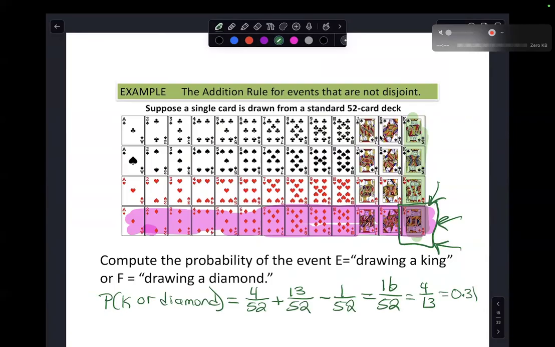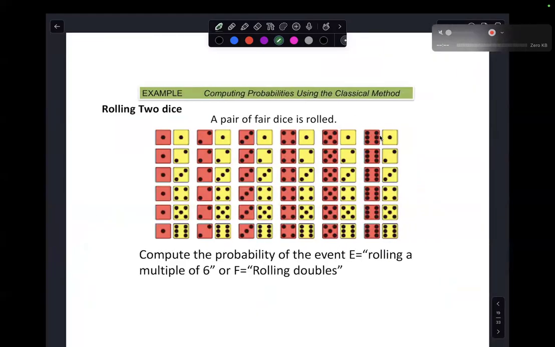The next question is the one that's different on your PowerPoint. So we rolled a pair of fair dice. We want to know the probability of rolling a multiple of 6 or rolling doubles. I am going to circle them for you and then you can calculate it. Multiples of 6: we have 6 and we have this 12 over here. There's our multiples of 6. And I'm going to use a different color. Let's use hot pink, that's probably a good one.